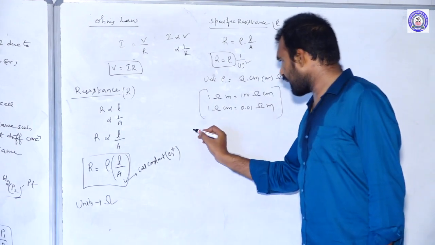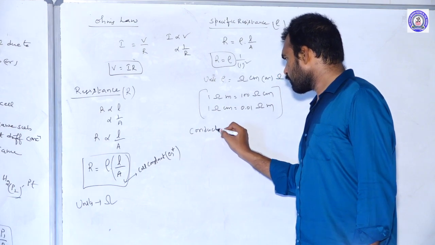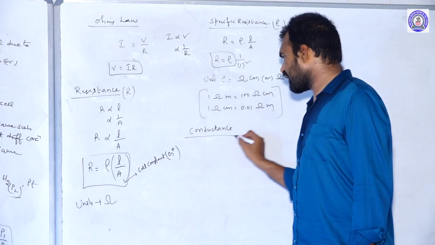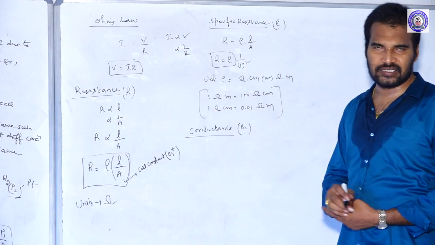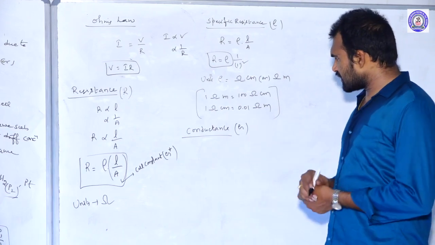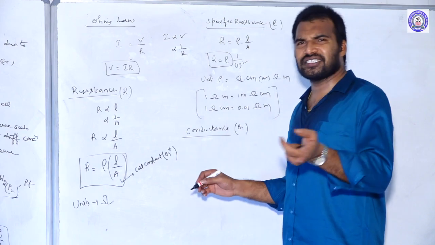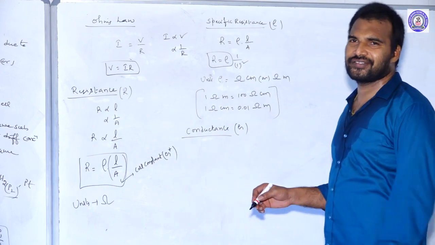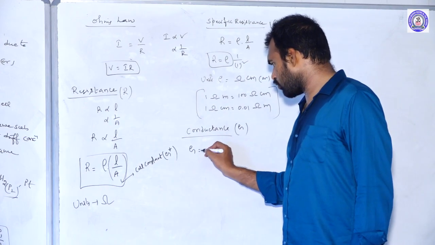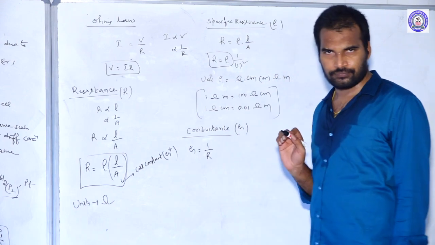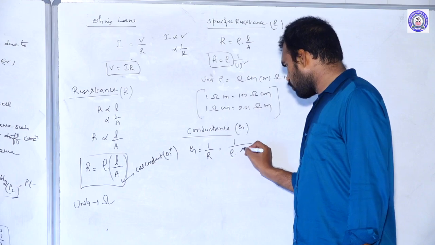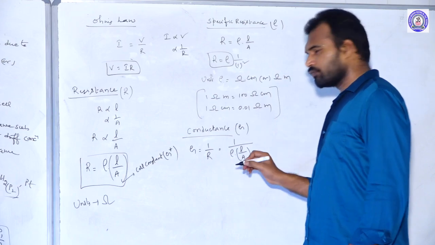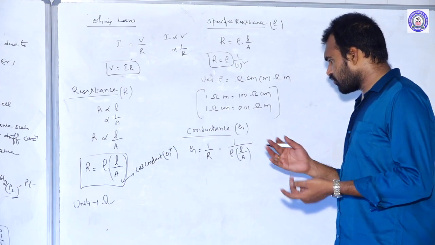Next, we move to the conductance. Conductance we represent with G. What is the conductance? It is nothing but the reciprocal of resistance. So G is equal to 1 by R. Now we know what R is. R is nothing but rho into L by A. So from that, what can you write now?